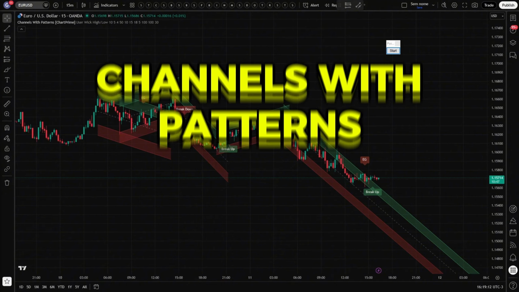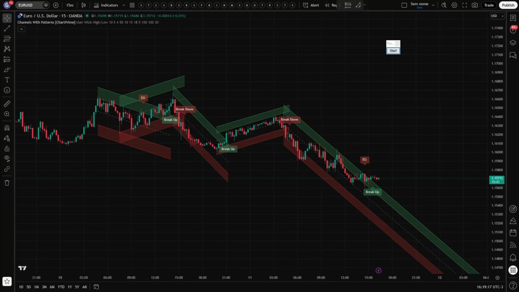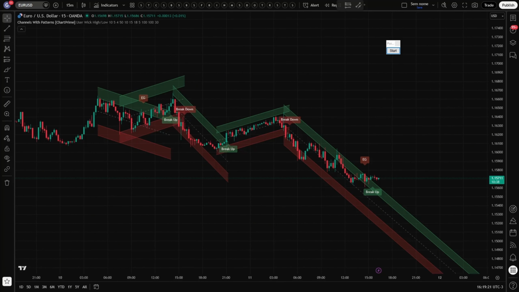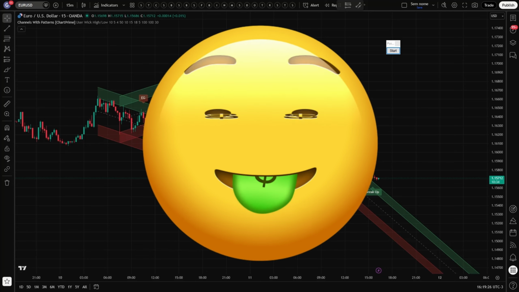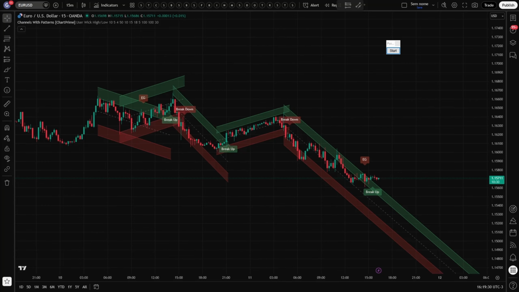And today, I'm going to introduce you to the Channels with Patterns indicator developed by ChartPrime. This powerful tool skillfully combines trend channels with candlestick patterns to help you pinpoint potential entry points within the market. If you like strategies based on price action and market structure, this indicator could be very interesting for you. So let's go straight to the chart.